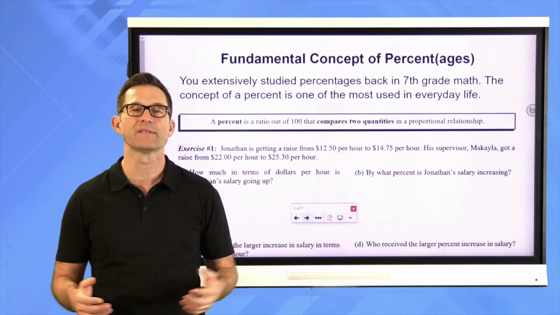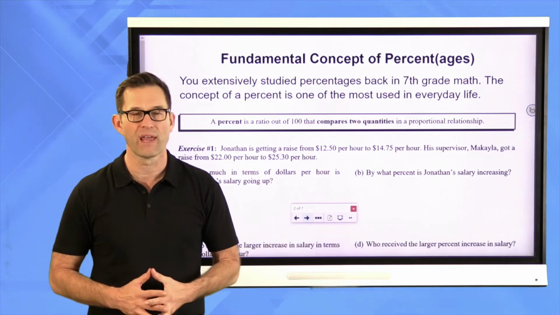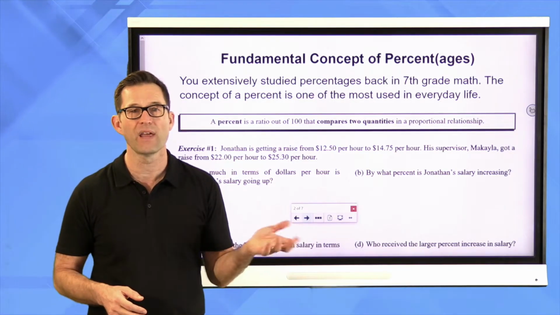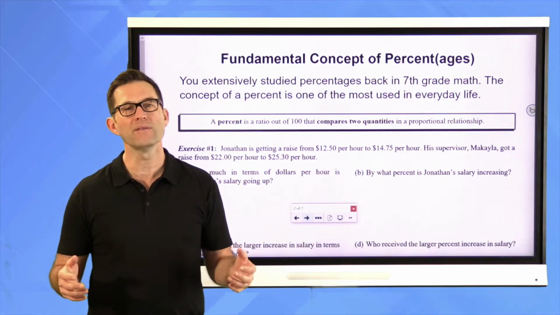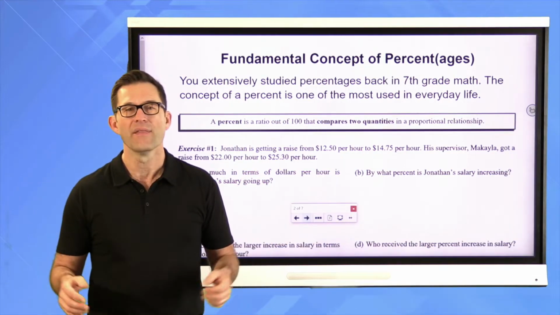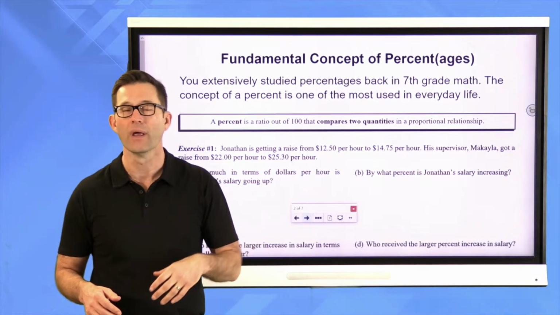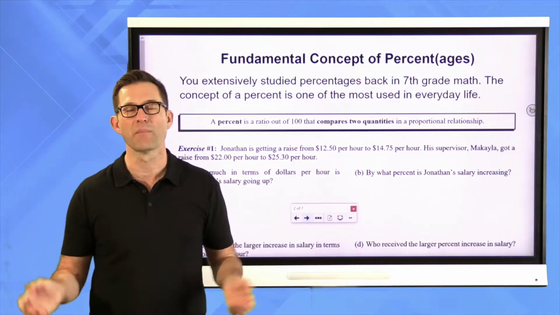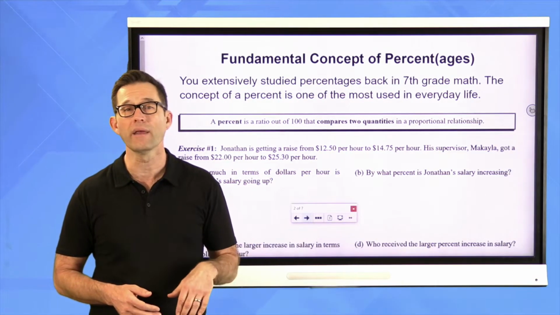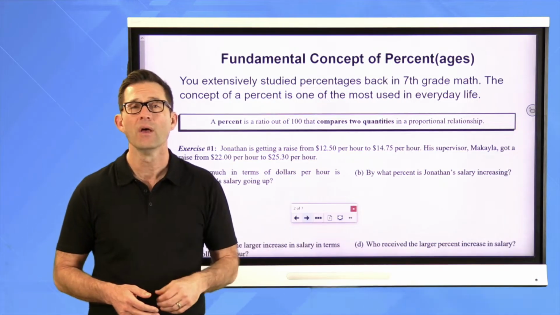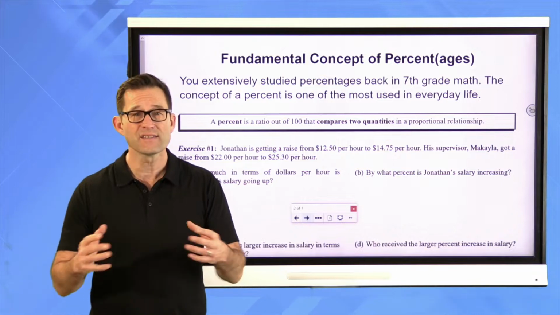So it's kind of like saying, if I had 20 kids in a class and 3 of them were left-handed, I could say the ratio of left-handed kids to all the kids was 3 to 20. But if I wanted it in terms of a percent, I wouldn't want it as a ratio out of 20, I'd want it as a ratio out of 100. So maybe I'd multiply both numbers by 5, 20 times 5 is 100, and I'd say 3 out of 20 is the same as 15 out of 100, so 15% of the kids are left-handed. That's the kind of idea.